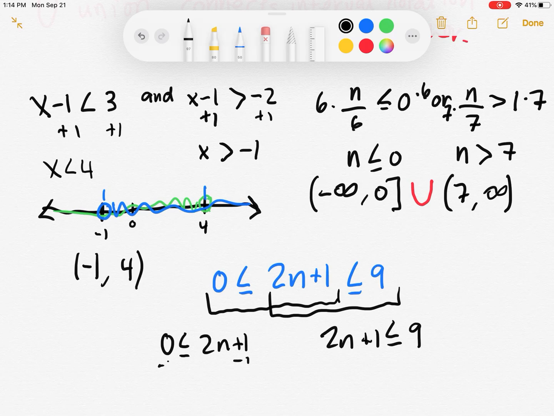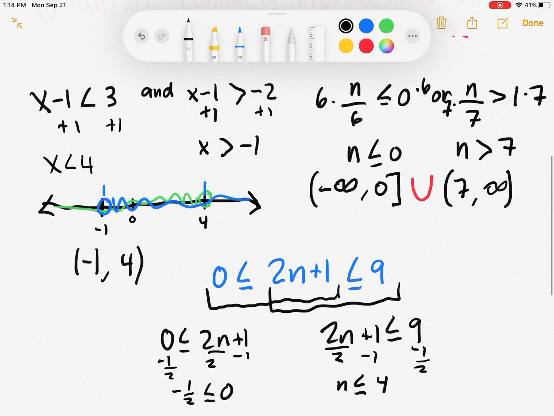We subtract 1, divide by 2. So we get negative 1/2 is less than or equal to n. And do the same thing over here, subtract 1, divide by 2. We get n is less than or equal to 4. So consider the notation. That should be an n. I made a mistake there.